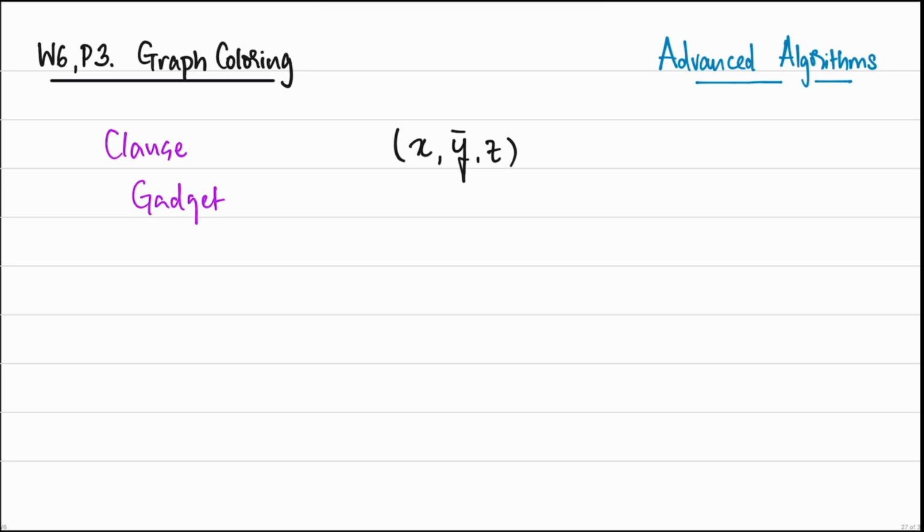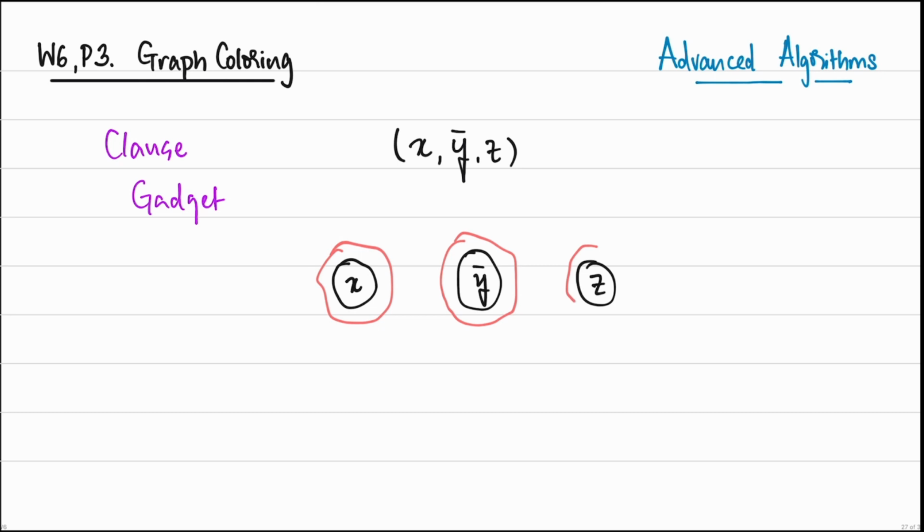So what are we afraid of? In this case, we are afraid of X getting colored red, Y bar getting colored red, and Z getting colored red. We want this color combination to be avoided. We want this color combination to somehow raise a contradiction. So let's say, for instance, that we try the following.